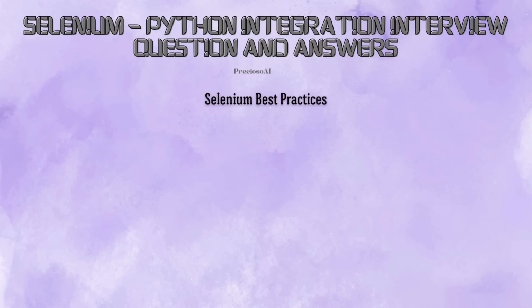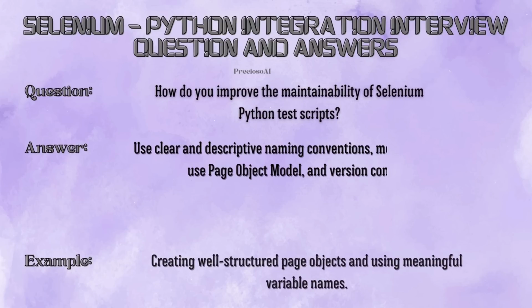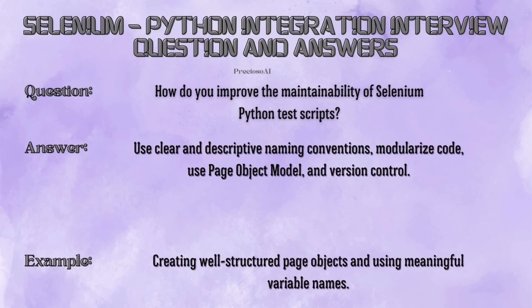Selenium best practices. Question: how do you improve the maintainability of Selenium Python test scripts? And the answer is use clear and descriptive naming conventions, modularize code, use page object model and version control. For example, creating well-structured page objects and using meaningful variable names.